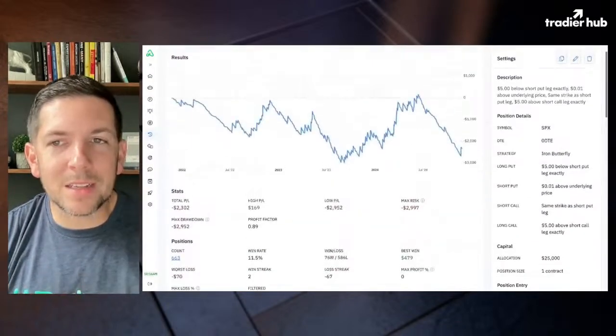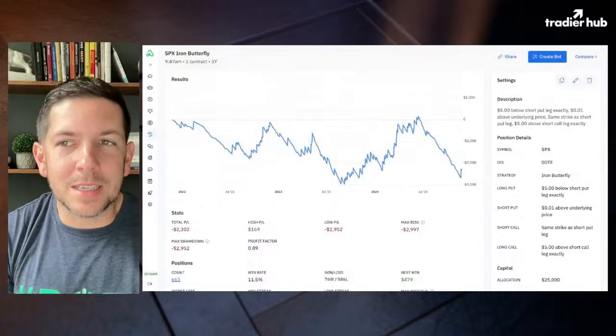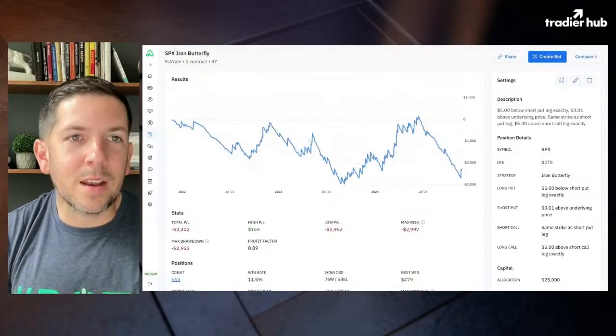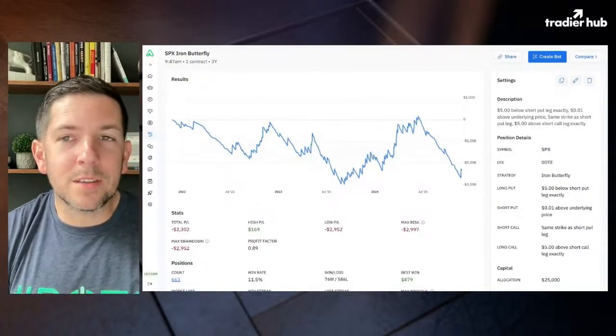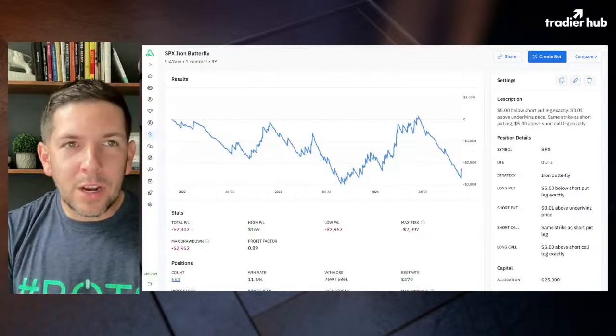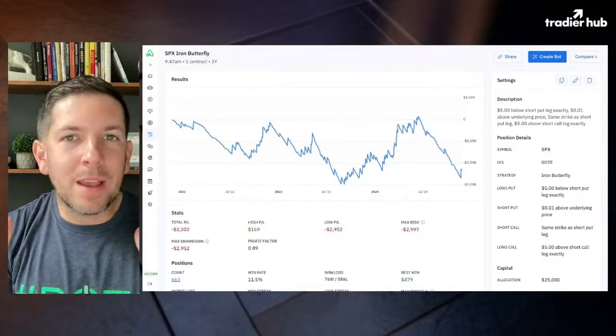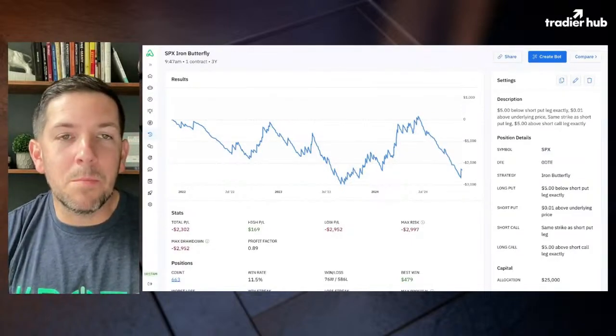And this is why I think backtesting is so important. Not that it's going to be perfect, because it's not, and it's certainly not going to be perfectly indicative of what happens in the future. But what you're doing here is creating guardrails. You're trying to figure out, okay, am I even moving in the right direction?